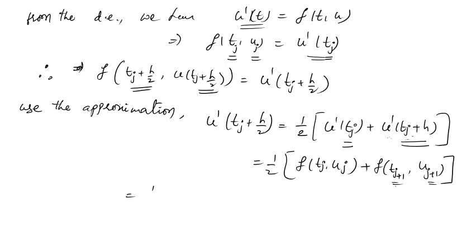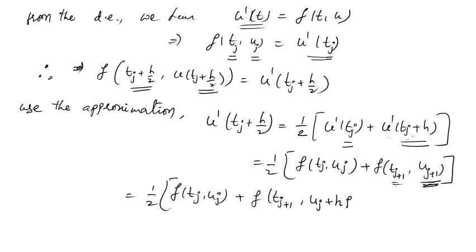Now this implies 1/2. There is no change in the first term, plus f(tj+1, and approximate this uj+1 by using Euler's formula, that is uj plus h times f(tj, uj), right? Do you remember? uj plus h times fj. Approximate uj+1 by Euler's method.